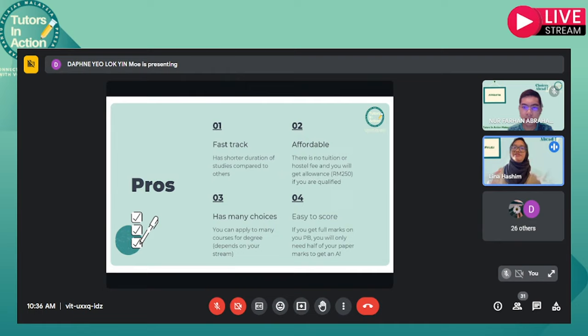So kalau you ambil science pun, you boleh apply to TESOL in the future. The fourth is, it's easy to score. If you get full marks on your PB, you only need half of your paper marks, your half of your PSPM, untuk to get an A.